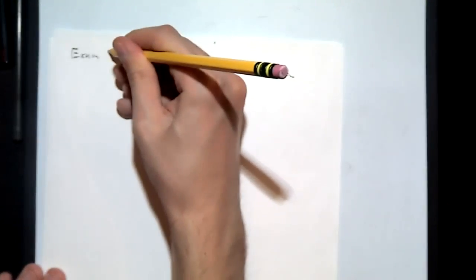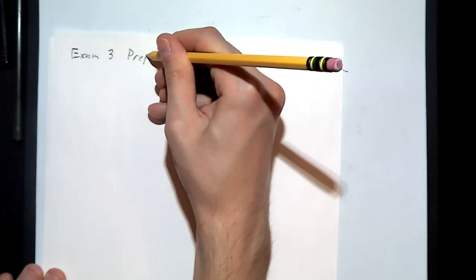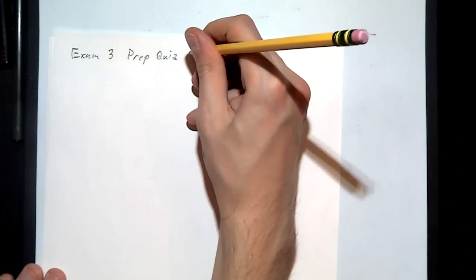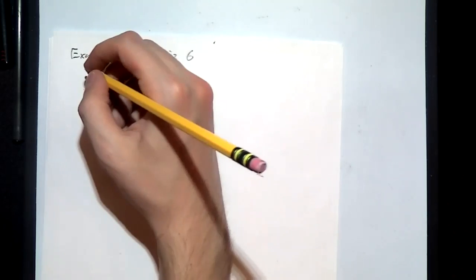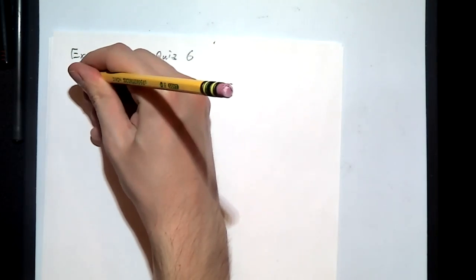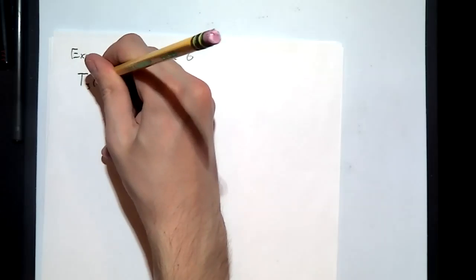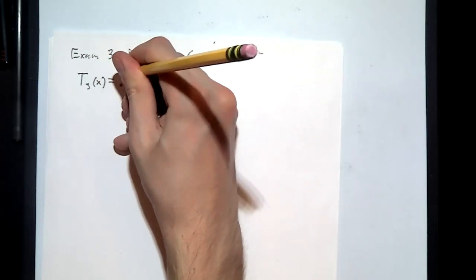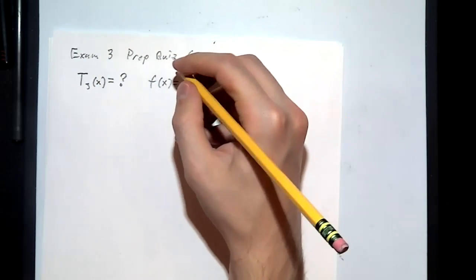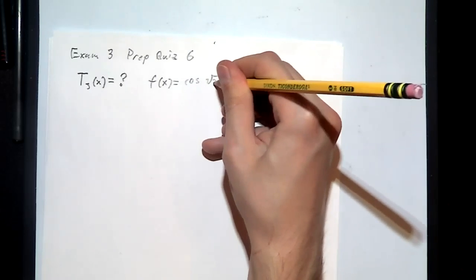Ooh, this is a messy one. All right, so this is exam 3, prep quiz 6, for those of you that want to follow along. And this will be number 1. All right, so we have: find T3, 3rd degree, T3 of x for f of x equal to cosine of the square root of x.